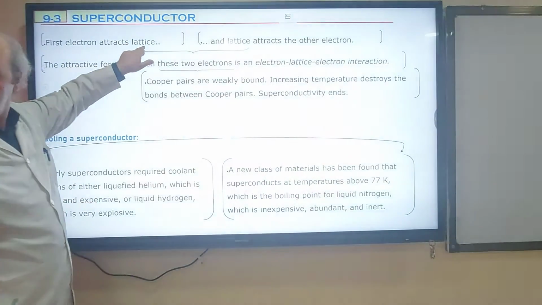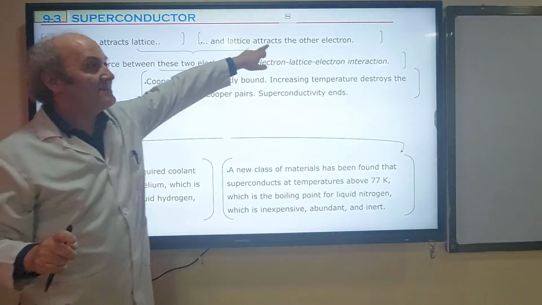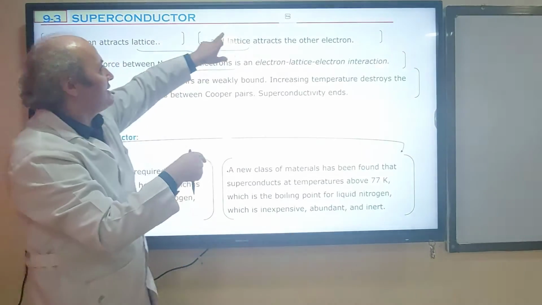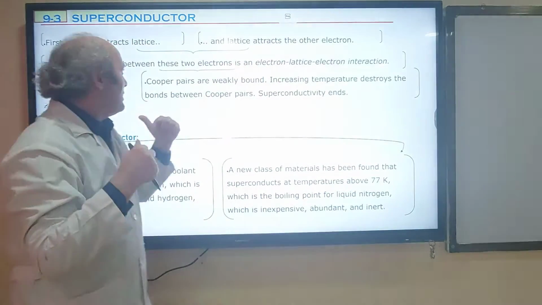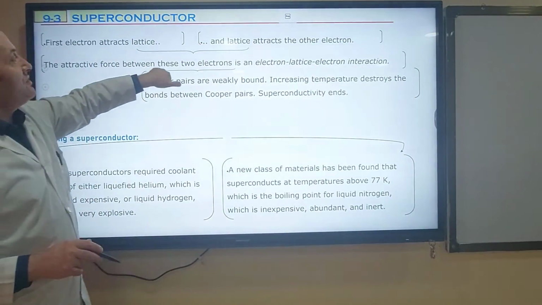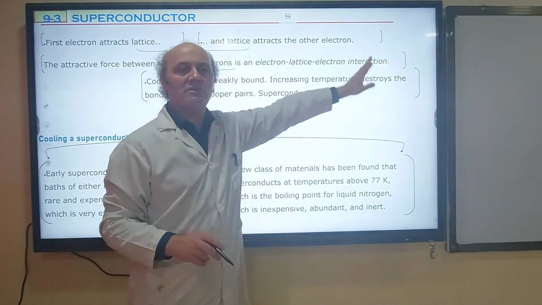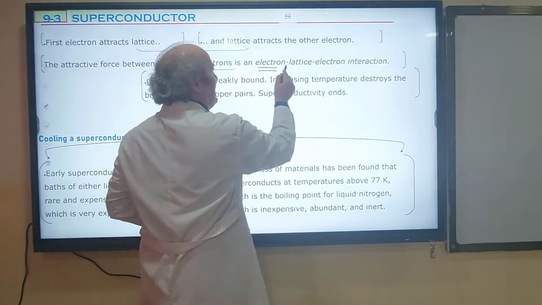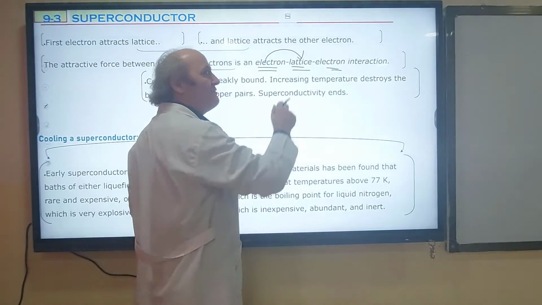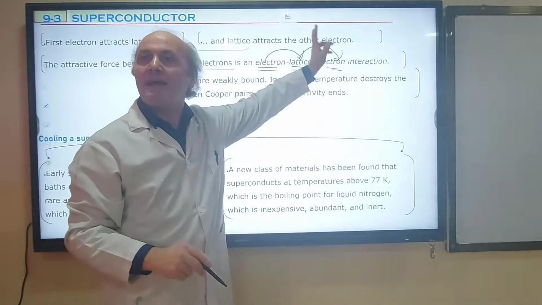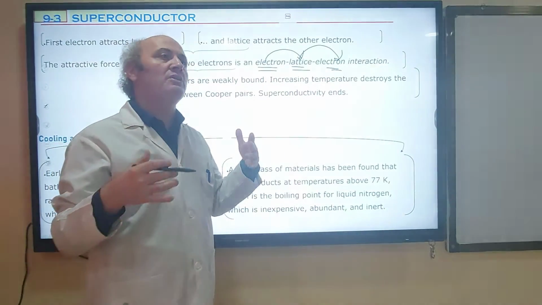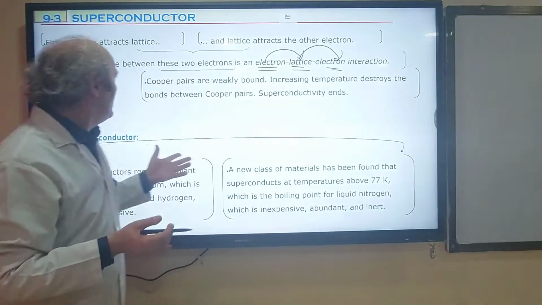The first electron attracts the lattice, and the lattice attracts the second electron. So the first electron gives some momentum to the lattice, the solid, then the solid attracts the second electron and gives this momentum back again. That's why this Cooper pair does not lose momentum. The attractive force between these two electrons is the electron-lattice-electron interaction. This is a likely exam question. What does it mean? Again, the first electron gives momentum to the lattice, then the lattice gives this momentum back to the second electron. The electron-lattice-electron interaction provides superconductivity of that material by keeping the total momentum of Cooper pairs constant. So Cooper pairs are weakly bound.